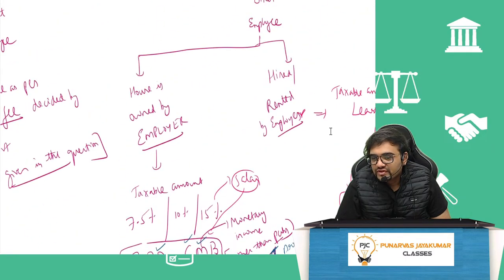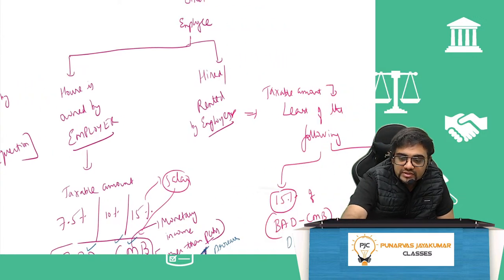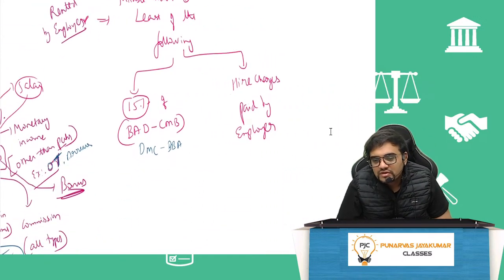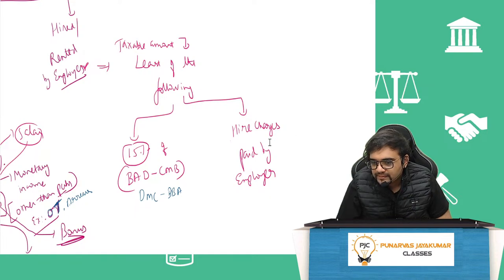This is if the house is owned by employer. If house is rented by employer, then taxable amount will be least of the following: 15% of the same thing or higher charges paid by employer.